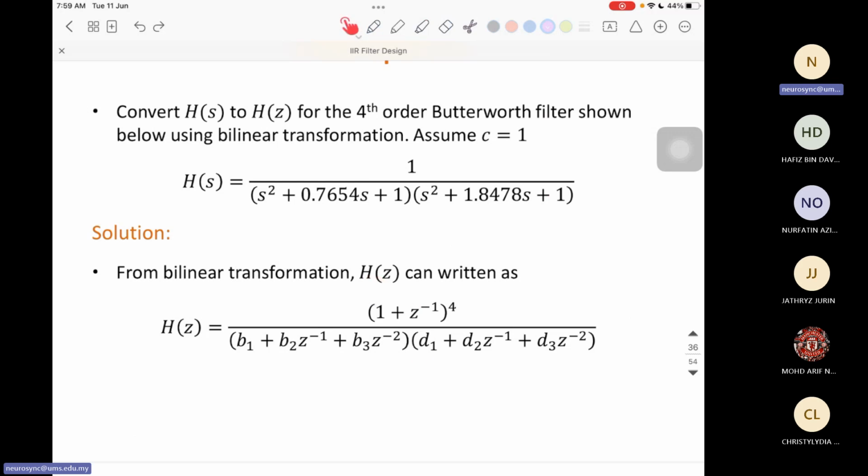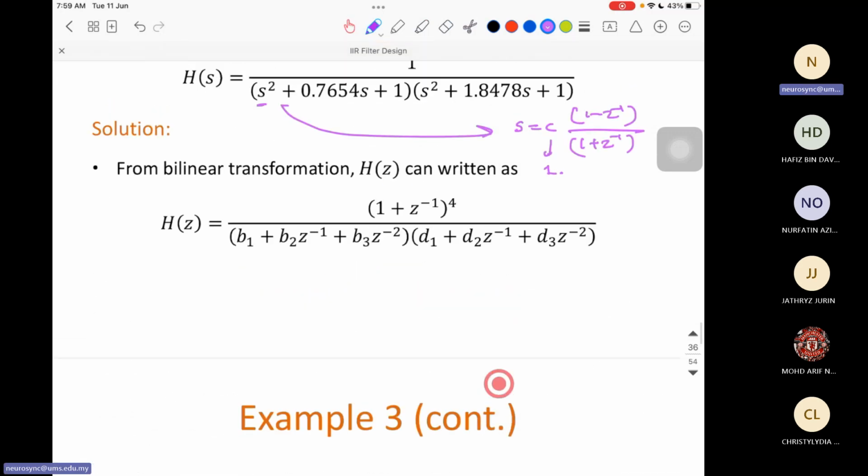Now, the bilinear transformation, the relation I know, is S equal to C into (1 minus Z inverse) divided by (1 plus Z inverse). The value of C equal to 1. Therefore, instead of S, you need to put only this: (1 minus Z inverse) divided by (1 plus Z inverse). Okay. Now if you put this instead of S and solve, you will get H(z) equal to this.